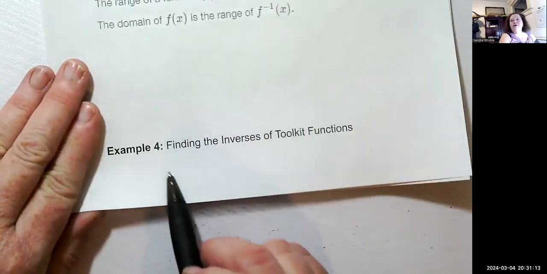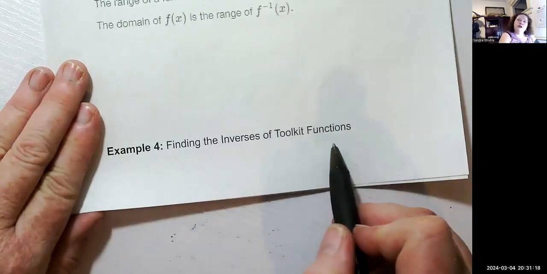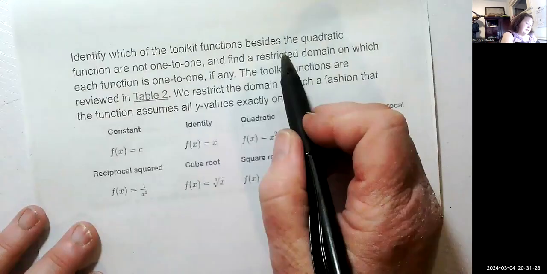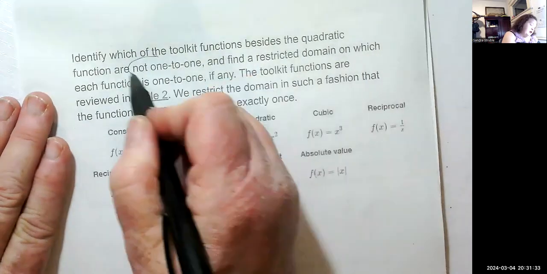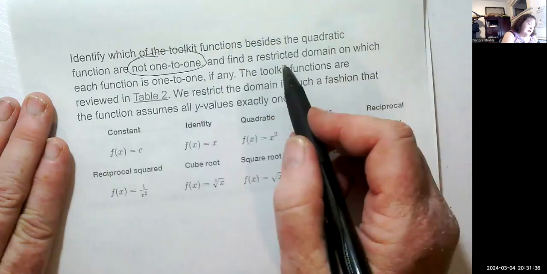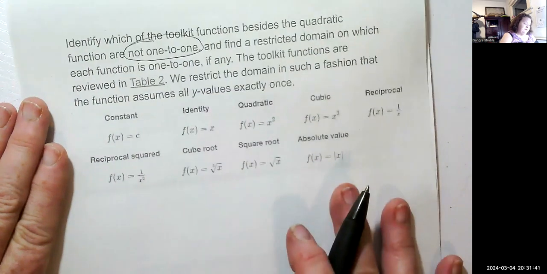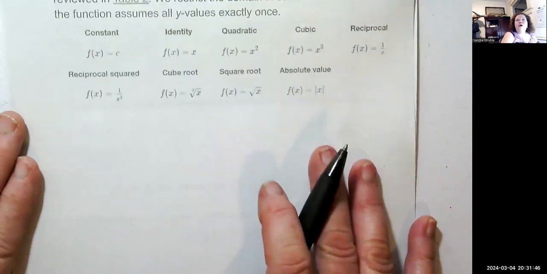All right, this next one here is example 4, and I'm sorry, it cut off down here. I need to change some things up. Finding the inverses of toolkit functions. Identify which of the toolkit functions, besides the quadratic function, are not one-to-one, and find a restricted domain on which each function is one-to-one, if any. I'm going to just do them all so we can see what's going on.